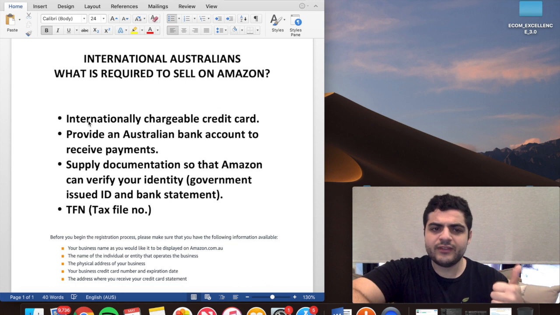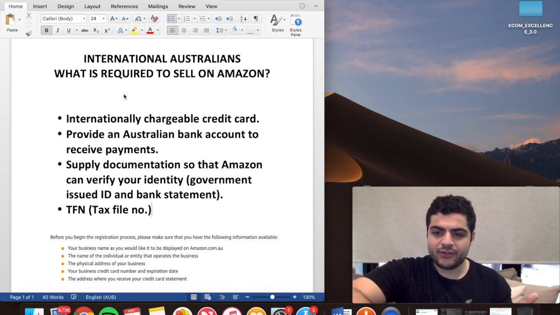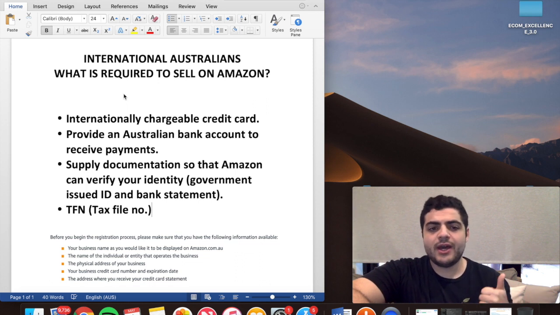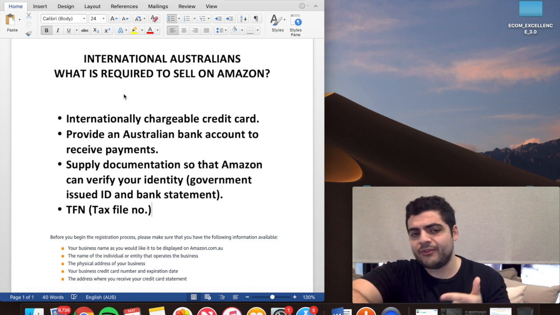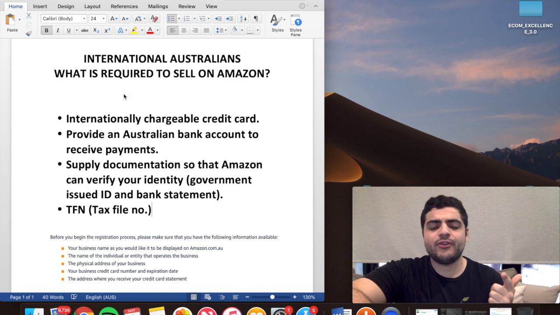First, an internationally chargeable credit card. Pretty self-explanatory. If you've been living in Australia for a while, you should have one of those anyway. You need to provide an Australian bank account. You should have one of those if you've got the credit card as well. So you need an Australian bank account so Amazon can send you payments, so you can receive payments from Amazon.